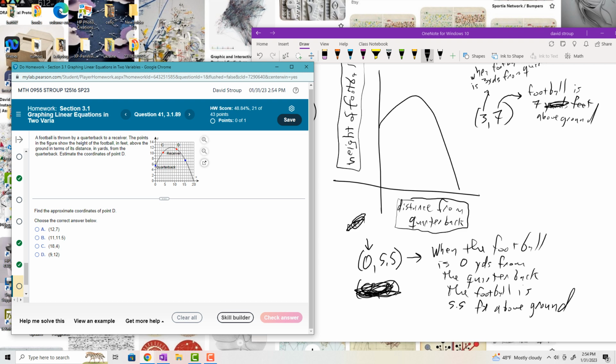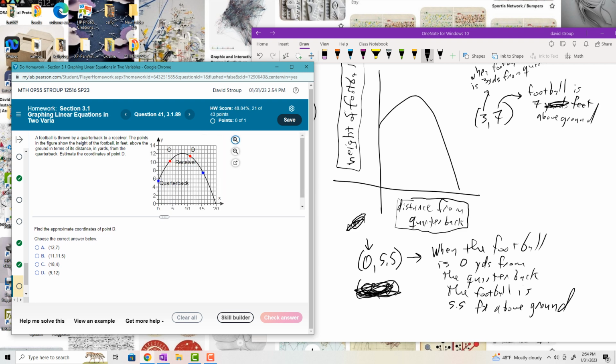Okay, and the same problem here, except now they want point D, I guess. So that's located at 10, 11.